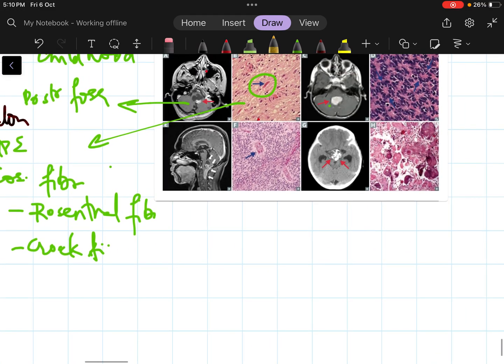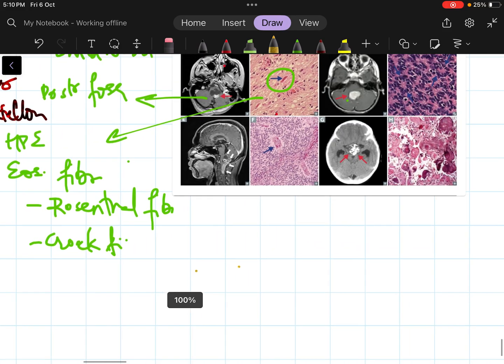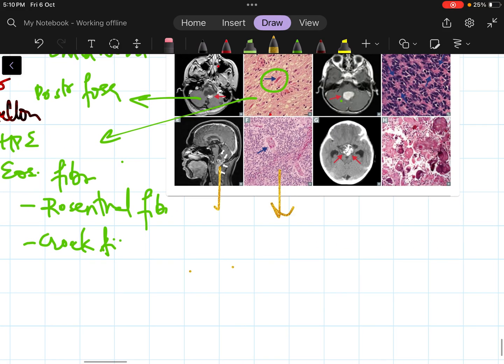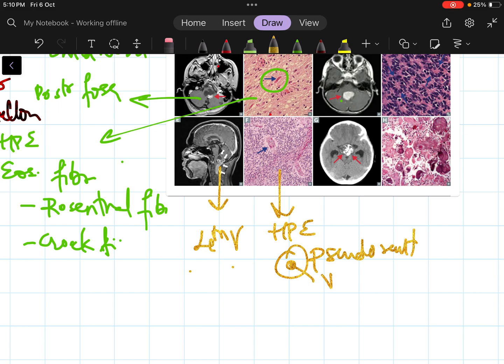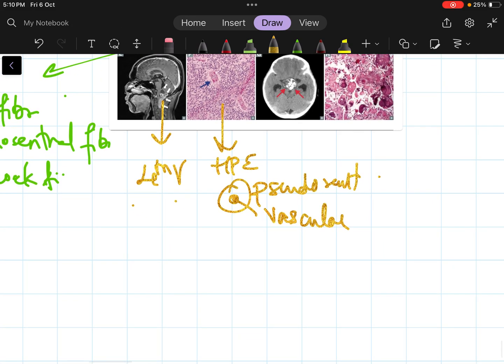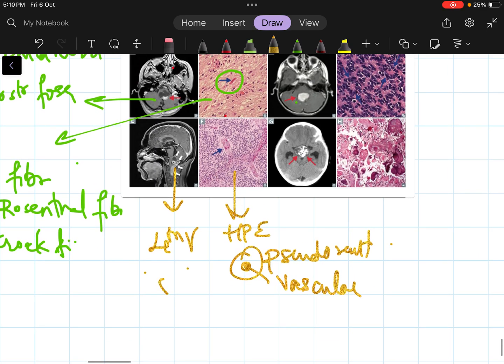Next we have ependymoma. These classically originate from the fourth ventricle. On histopathological examination, you have pseudorosette formation around the blood vessel, perivascular pseudorosette. These are classical findings of ependymoma.